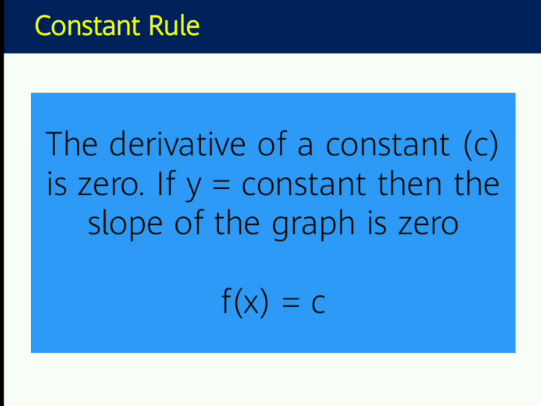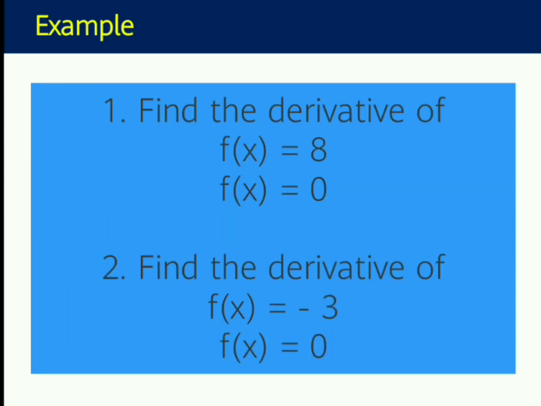Rules. The first one is the constant rule. The derivative of a constant is 0. If y is constant, then the slope of the graph is 0. Example: f of x is equal to 8. So 8 is a constant, which means the derivative is 0.